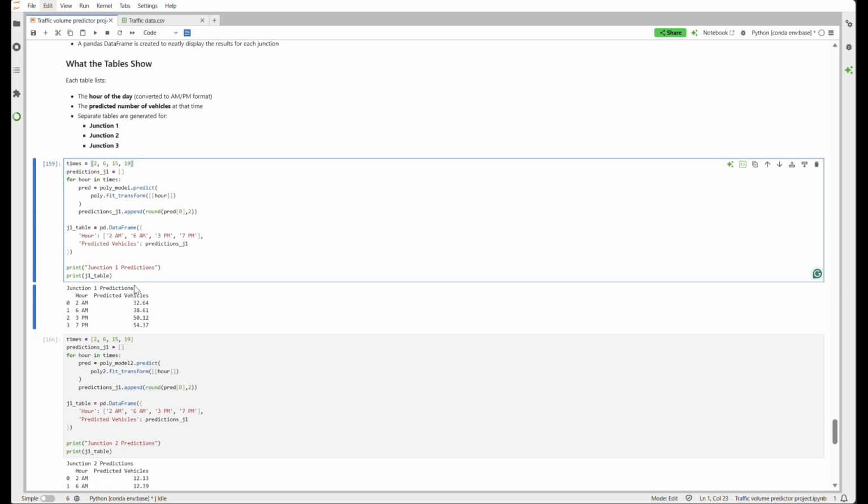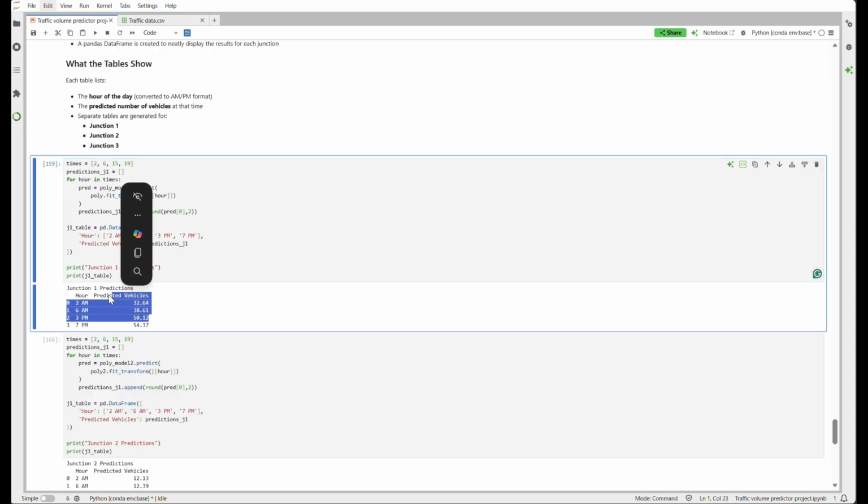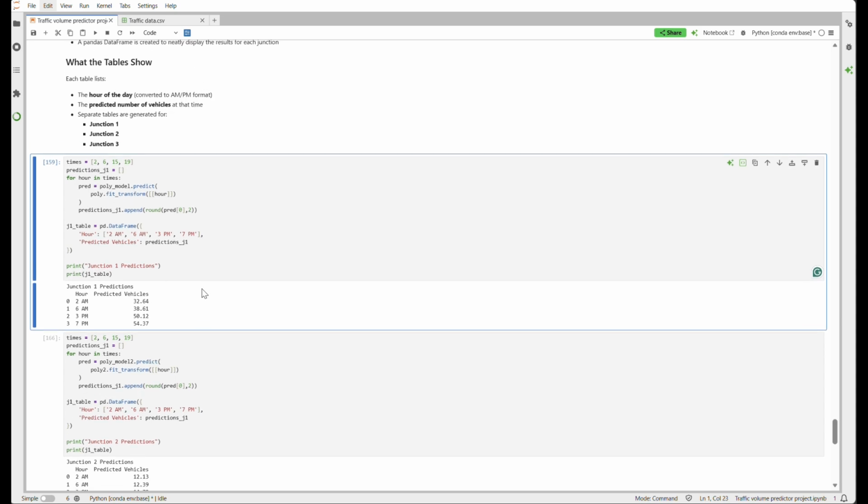This gave me a table of predicted vehicle counts for each junction at each required time. These predictions represent estimated traffic volumes based on the patterns the model learned from the dataset. They are not exact values, but they show how the model expects traffic to behave at different times of the day. I also include an assessment of uncertainty because prediction models are never perfectly accurate.